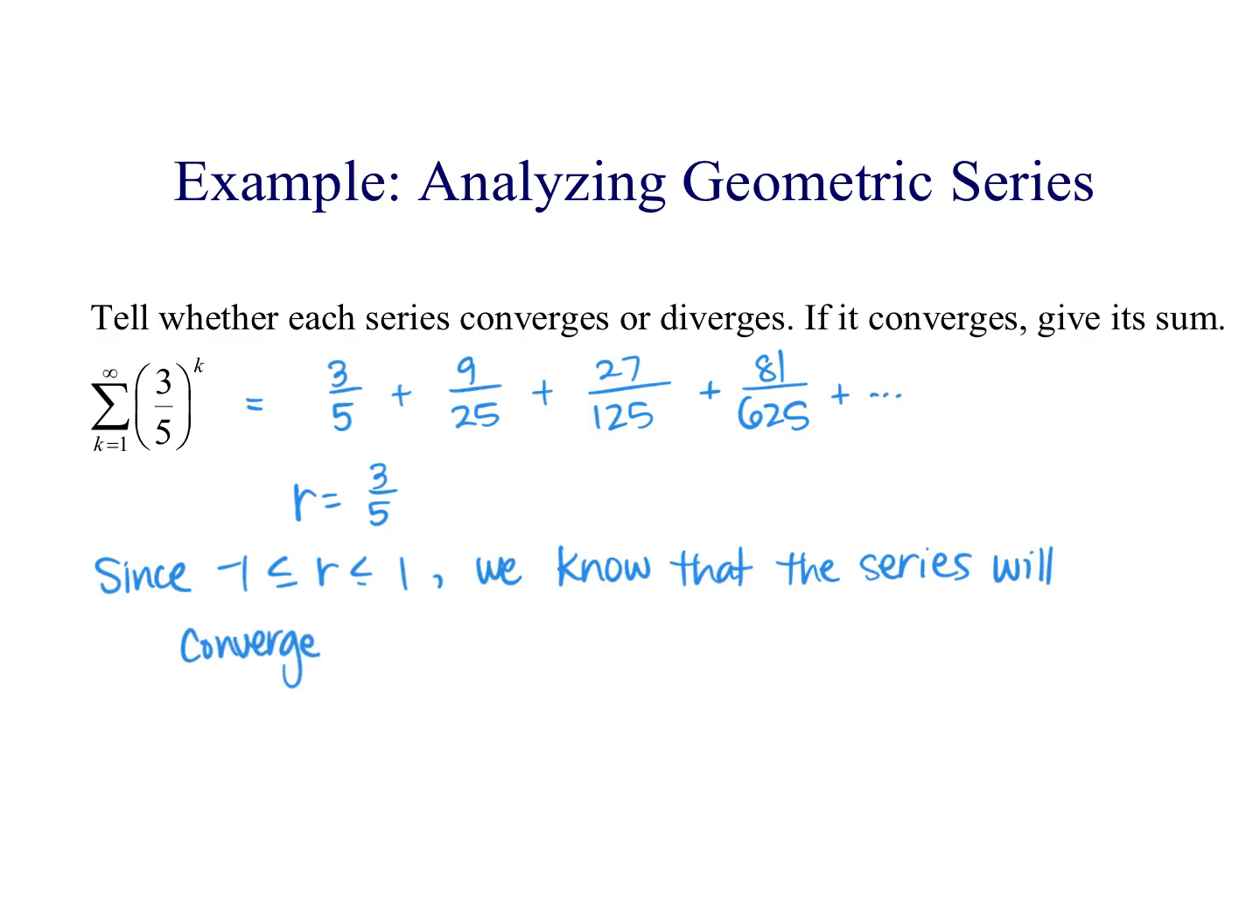And in this case, it will converge to a1 over 1 minus r. The a1 in this case is 3/5 because it's the first term. And 1 minus 3/5 is the r. So that's 3/5 over 2/5. And 3/5 over 2/5 is 3/2. And so this series, if you add up all the terms infinitely many, you'll never get more than 3/2. 3/2 is your upper limit, your boundary that this series is going to converge to that sum.